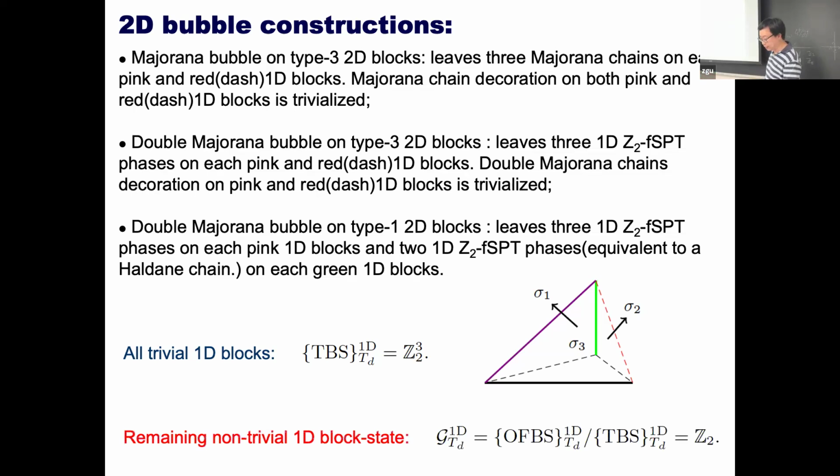So in the end, we only have one Z2 left. Either you can decorate the AQT chain on the green 1D block, or just decorate this double Majorana chain on the pink. So they are completely equivalent, and all the other decoration patterns are just trivial. So we only have one Z2 left.